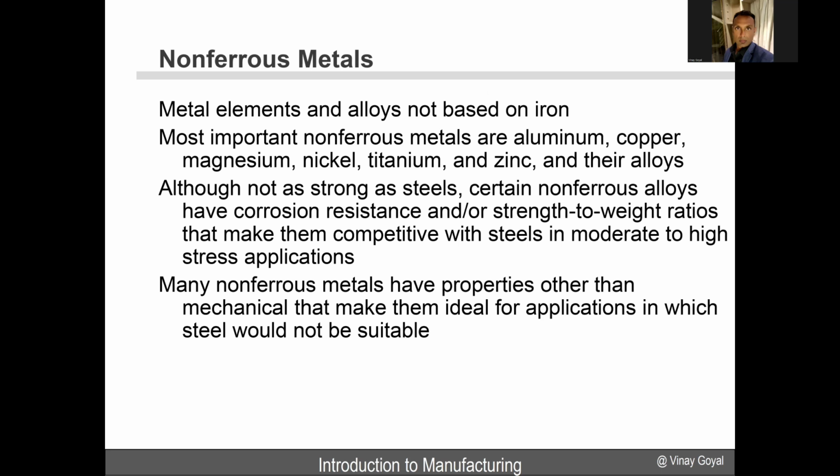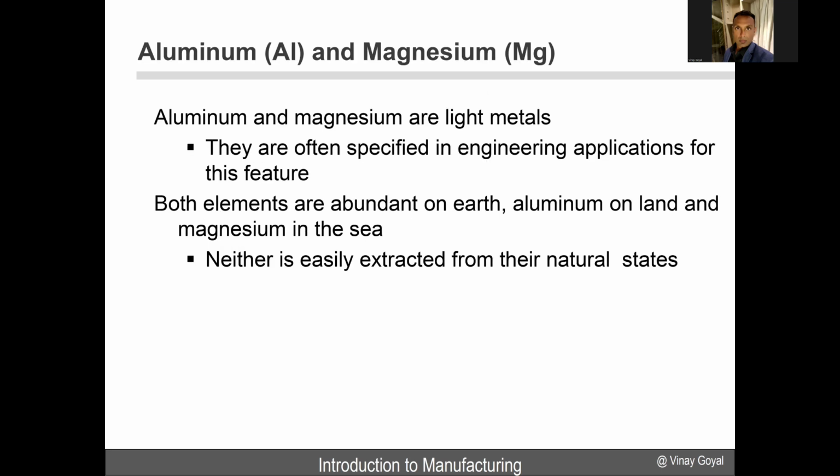The steel is very heavy. Yes, it's higher strength, but if you can go with something lighter, it may be useful. Many non-ferrous metals have properties other than mechanical that really make them ideal for many applications where steel may not be the best option. Examples are aluminum and magnesium. These are very light metals, but very strong, and you will see them a lot in aerospace applications. Both elements are abundant on earth, which is very advantageous. You have a lot of aluminum on land, and the magnesium tends to come from the sea. Now, neither of these are easy to extract from their natural states, but we have a lot of it.